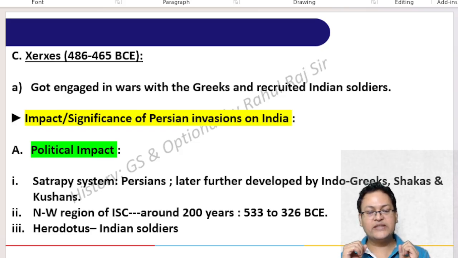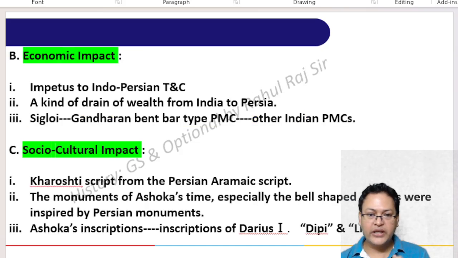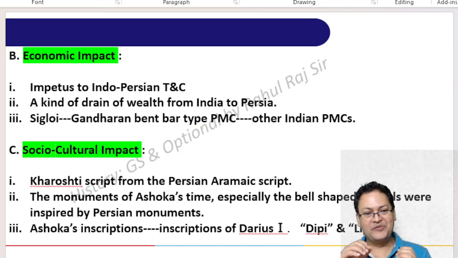And the third point is that Indian soldiers were recruited in the Persian army. This Herodotus has informed us. So simple, three points. Let's move ahead. Economic impact. So simple.